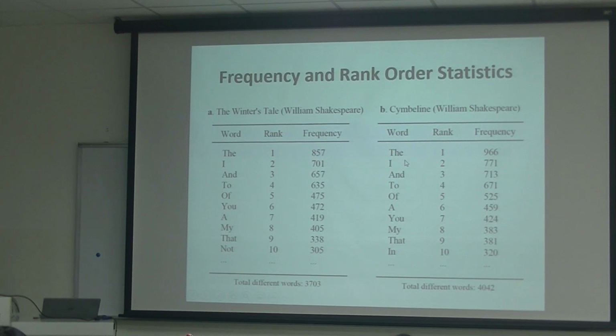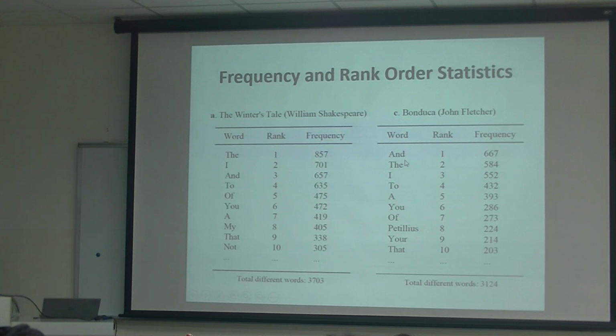When you compare the plays from different authors, one is Shakespeare's Winter's Tale, and the other is a play from John Fletcher, Bonduca, you can see that the rank order is very different. The first rank here is "and", the second one is "the", and the third one is "I", and it's very different from this one.